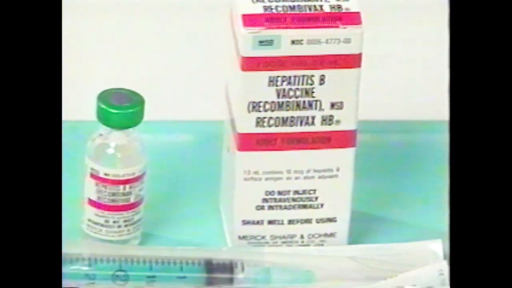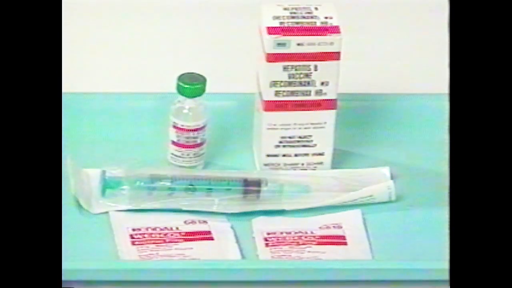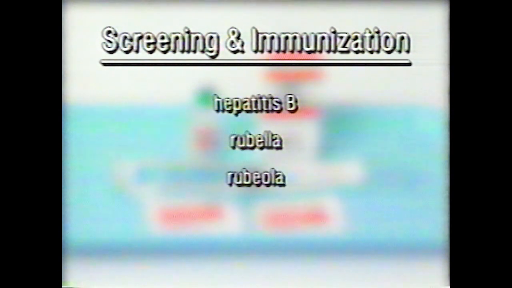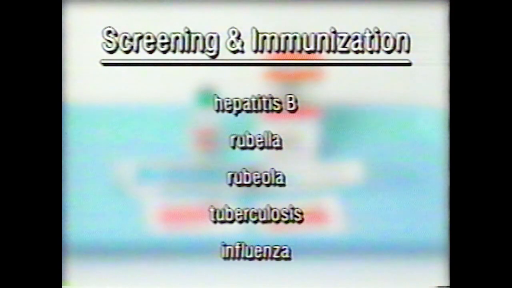Assuring immunity to certain communicable diseases is a vital prevention strategy. The state of New York and OSHA have targeted certain diseases for screening and immunization. These include hepatitis B, rubella, rubeola, and tuberculosis. In addition, annual influenza vaccination is recommended. Healthcare professionals should be familiar with the screening or immunization regulations and recommendations that apply in their work setting.